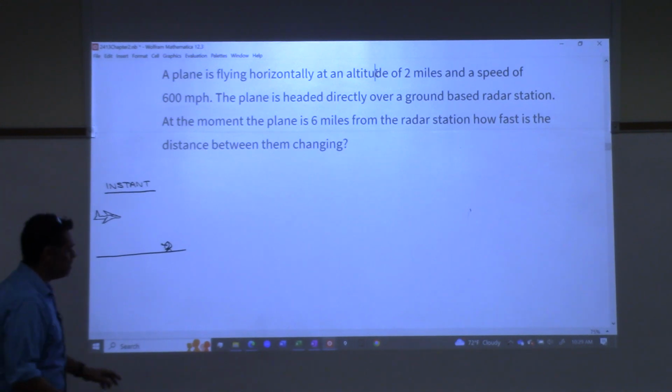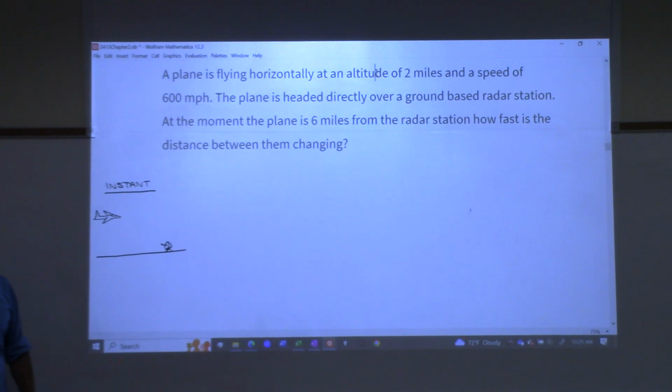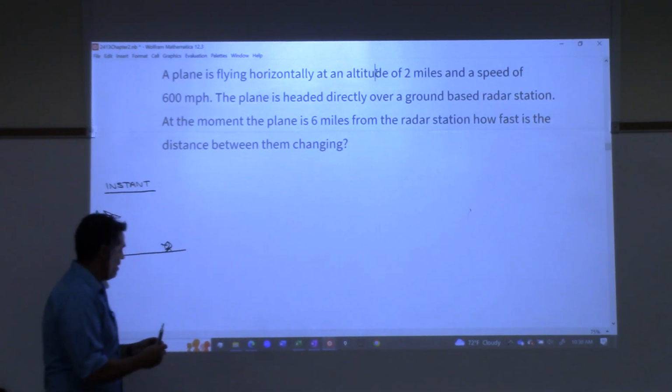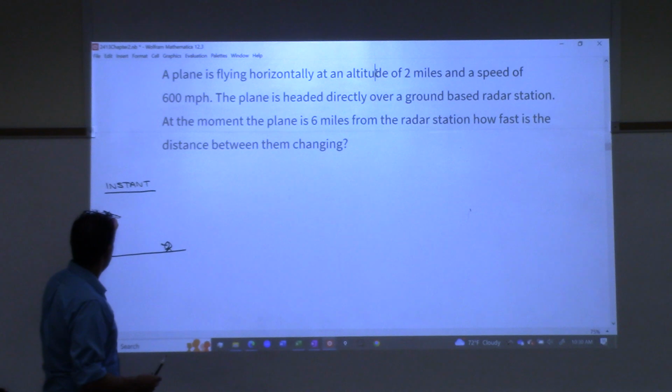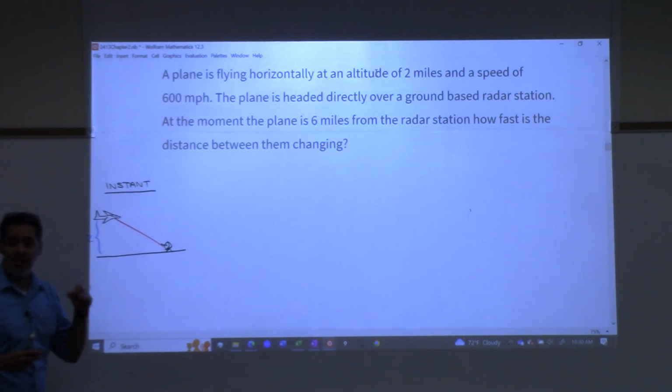Now, is there anything in this picture that is fixed, like never changes? The altitude, 2 miles, right? That was given in the problem. That doesn't change. So if I think about this from here to here, that's 2, that is fixed, right? Now the distance between the plane and the radar station, that's this distance right here. That changes, right, as the plane flies.